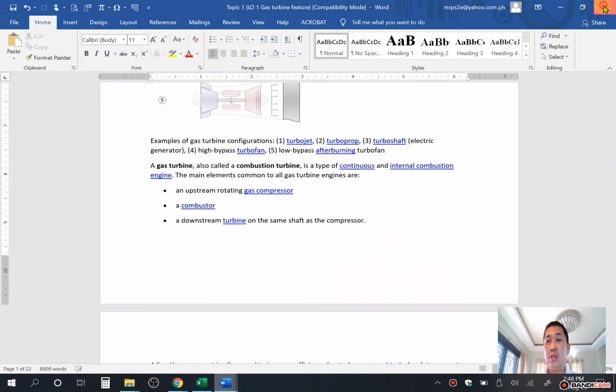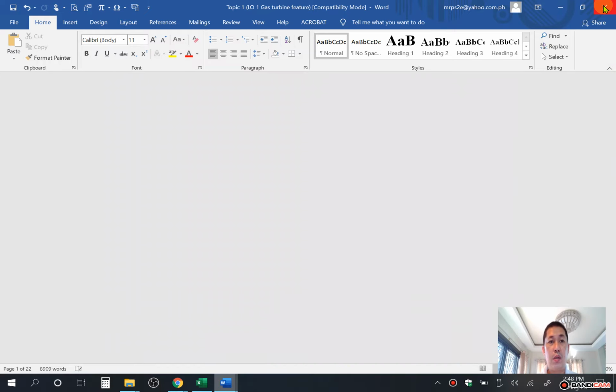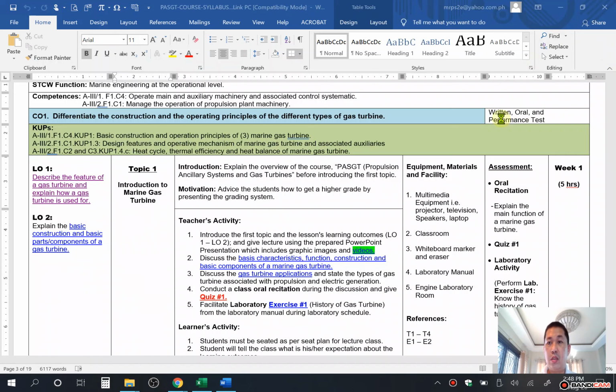It's not responding. Let us proceed to the basic construction of gas turbine. So, basic parts and components of a gas turbine. We'll discuss this one. It's lagging, so just wait.